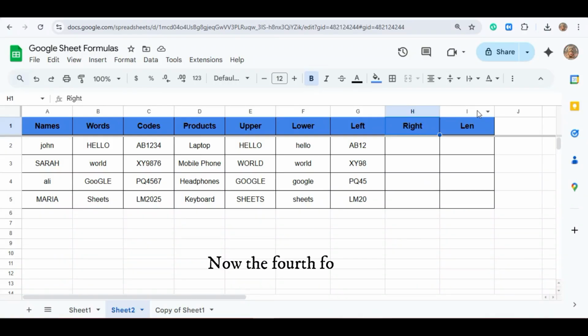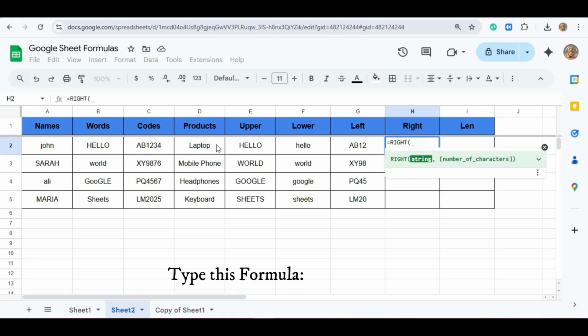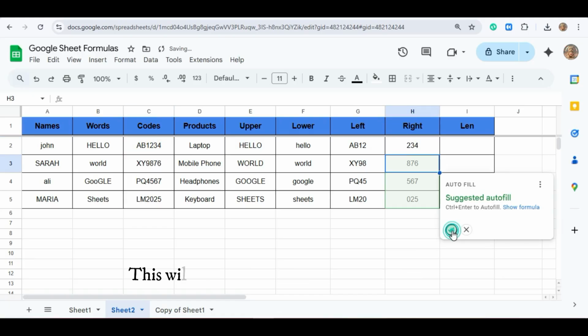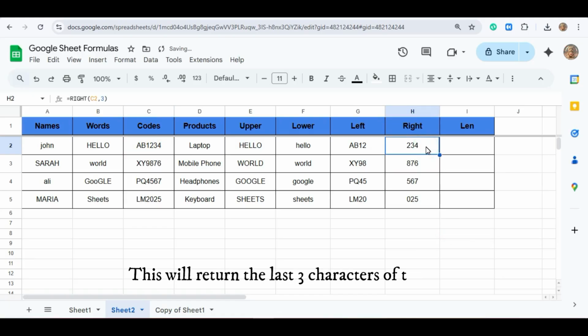Now the fourth formula, RIGHT. Extracts characters from the end of a text. Type this formula. This will return the last 3 characters of the text.